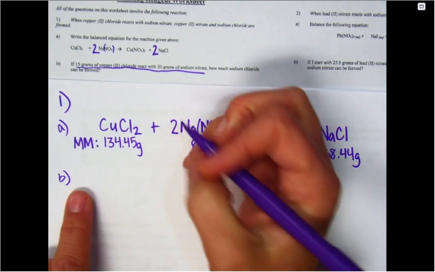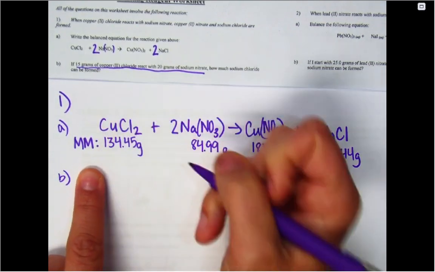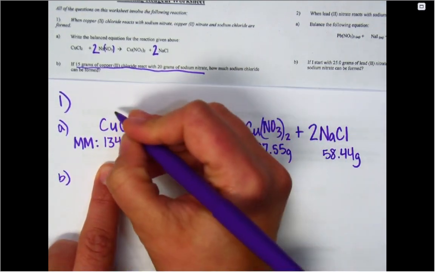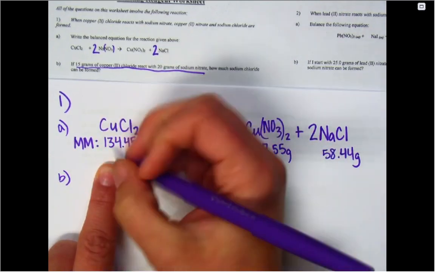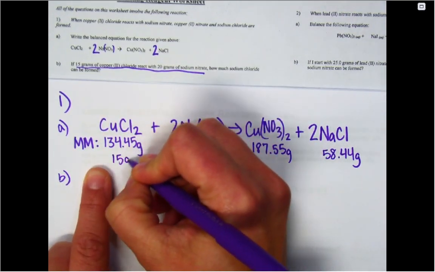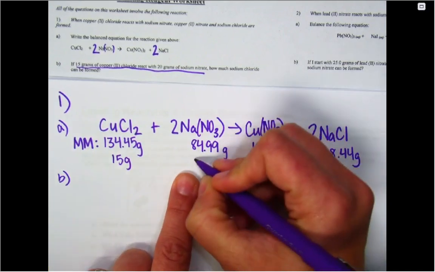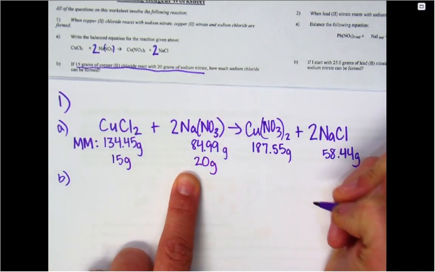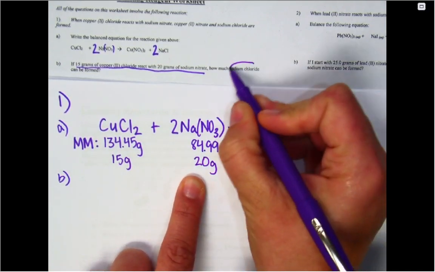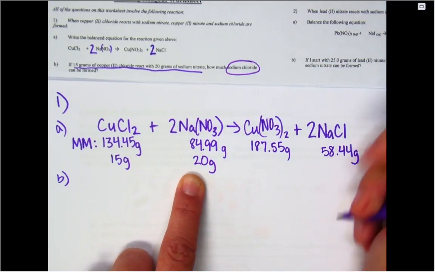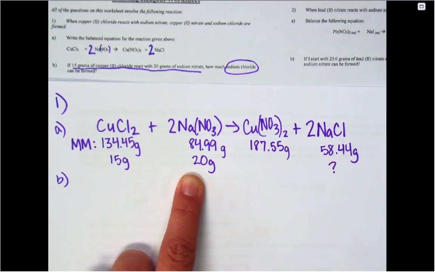So what I'm going to do is I'm just going to go ahead and put those pieces of information underneath our molar masses, or if you already took up that room, you can write them above it. We have 15 grams of this guy. We have 20 grams of this one. How much sodium chloride, that's still the same, only 1 unknown, right? We want to know how much of this one gets made.